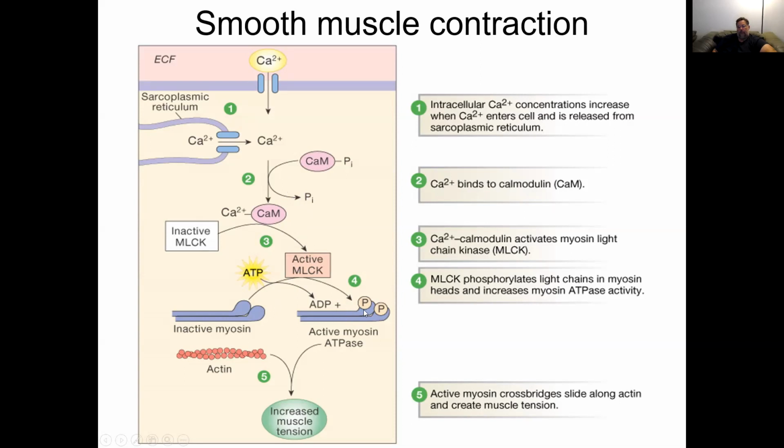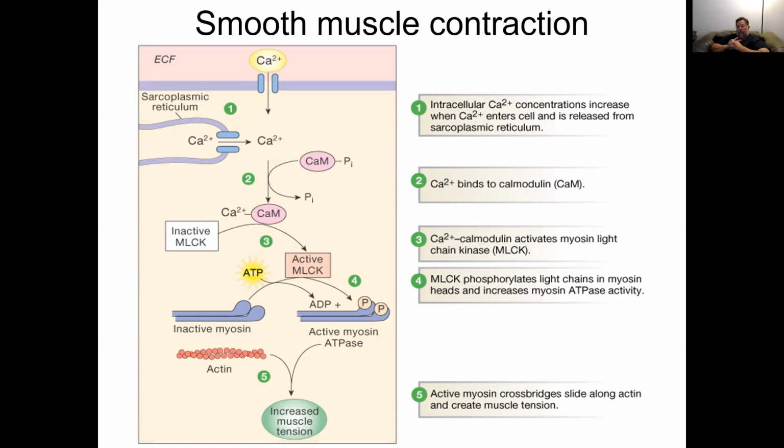Now remember, we saw something like this in a skeletal muscle slide where ATP becomes ADP and a free phosphate. And this will allow the myosin to grab onto the actin and do its contraction. So there's no troponin or tropomyosin involved in this. So again, the calcium calmodulin complex will activate this other enzyme called myosin light chain kinase, MLCK.